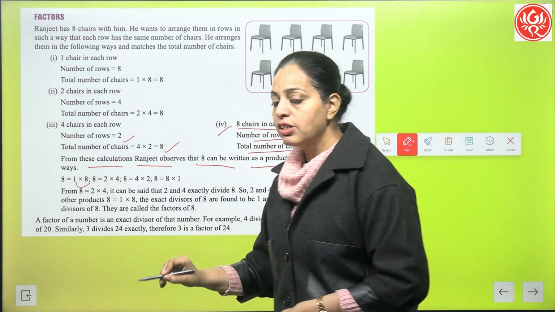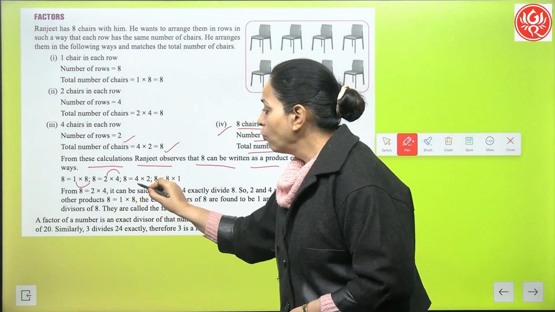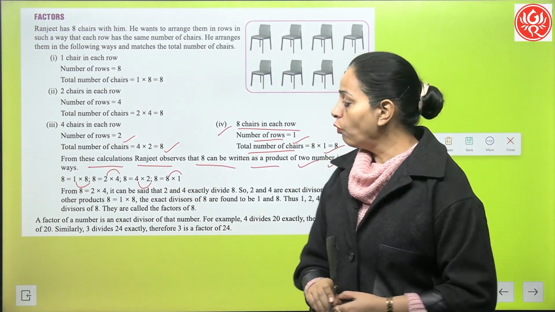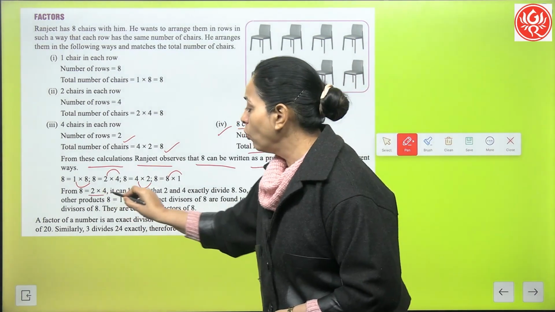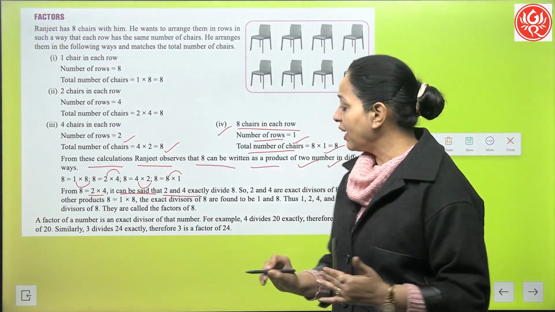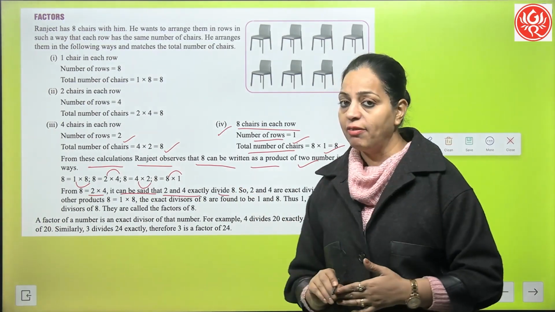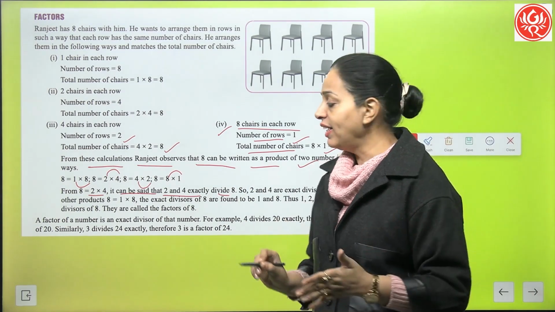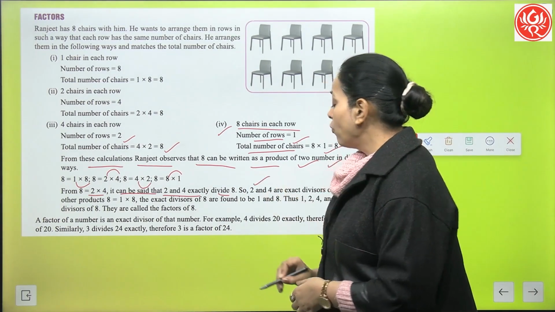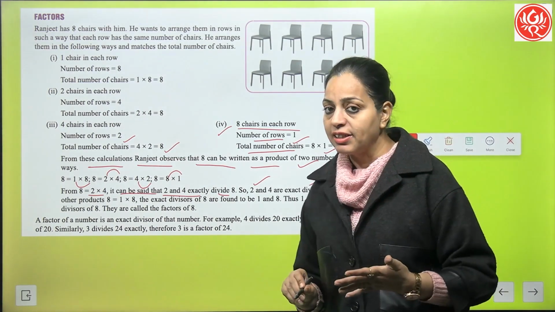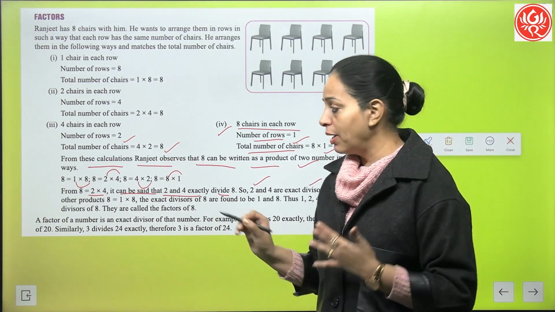1 into 8, 2 into 4, 4 into 2 and 8 into 1. So from 8 equals 2 into 4, it can be said that 2 and 4 exactly divide 8. यानी 2 और 4 जो है वो 8 को exactly divide करते हैं. So 2 and 4 are exact divisors of 8. It means what? अभी हम करेंगे.